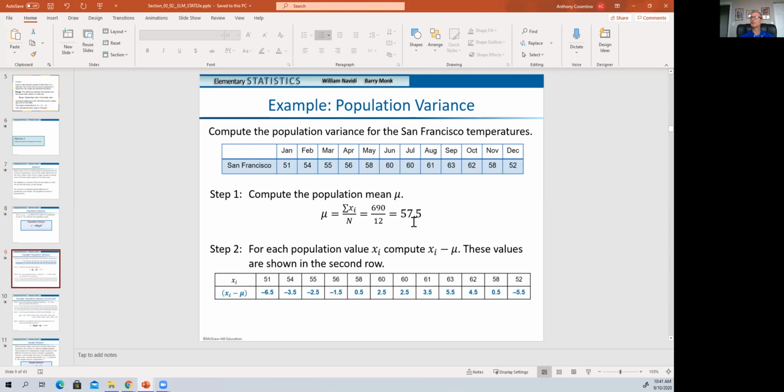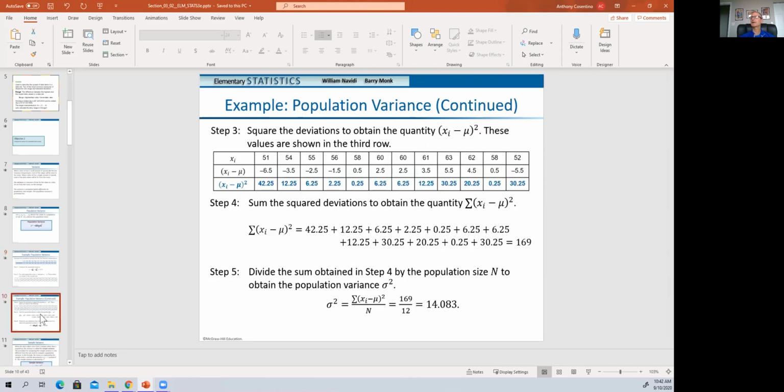So the first step is to take each one of these numbers and subtract it from the mean. So you could see 51 minus 57.5 is minus 6.5, et cetera, with regards to each one of the data points. And then the next step is to square all these. When you square a number, either negative or positive, it ends up being a positive number. And then you add all these squares together, get 169, and you divide by 12, and you can see that the variance is a little bit over 14.